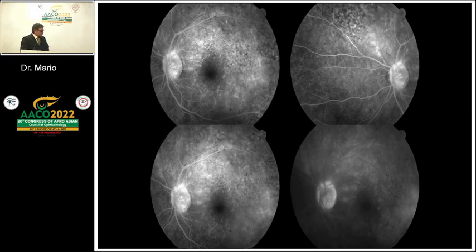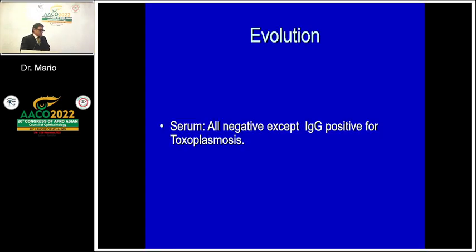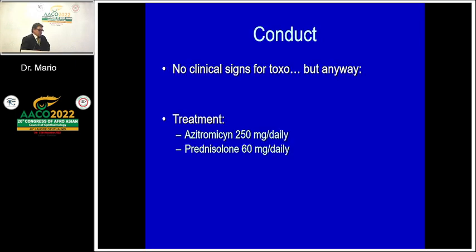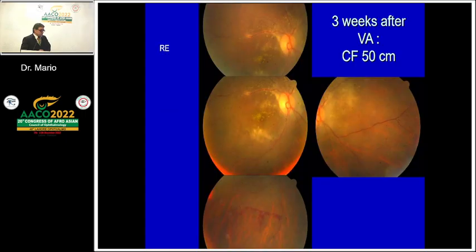So the evolution was, we only found IgG positive for toxo. In those parts of the world we really get used to toxo, we have a lot of toxo. And we didn't really think this was a typical toxo, but it was the only thing we had. So we gave her a treatment of azithromycin and prednisolone, and the patient started to improve.